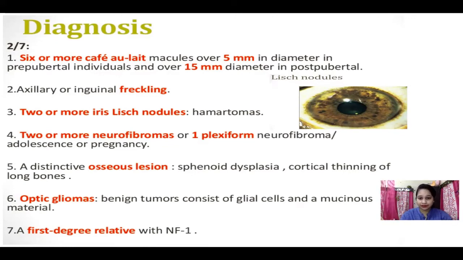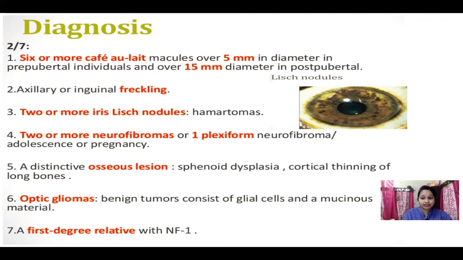These 7 points are very important. First of all, 6 or more café-au-lait macules, over 5 mm in diameter and 15 mm in diameter. Don't be confused, just be clear. Divide it into prepubertal and postpubertal portions. If prepubertal, then it will be over 5 mm in diameter, but in postpubertal, that will be 15 mm in diameter. Clear? Next, axillary or inguinal freckling is seen, and 2 or more iris Lisch nodules.